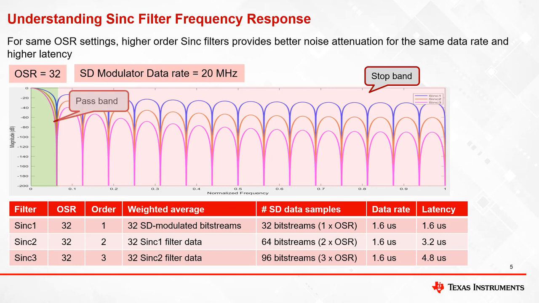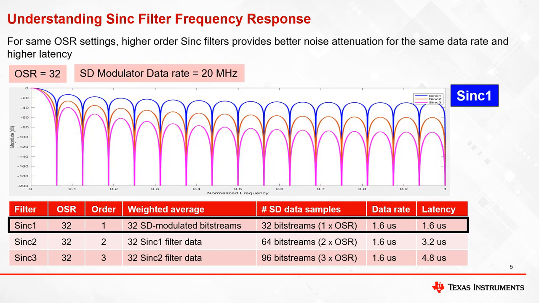Lower the ripple in stop band, higher the resolution of the filter, and higher the ripple in stop band, lower the resolution of the filter. Sinc 1 has the highest stop band ripple among the three filters, and it generates its output by weighted average of 32 SD modulated bit streams.